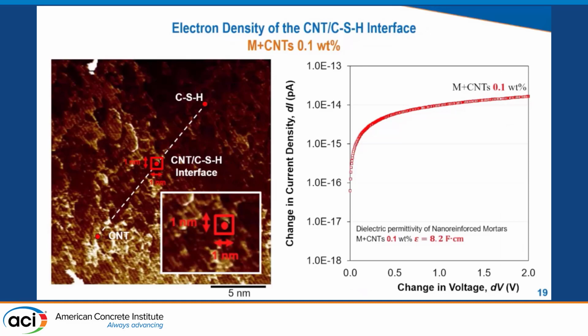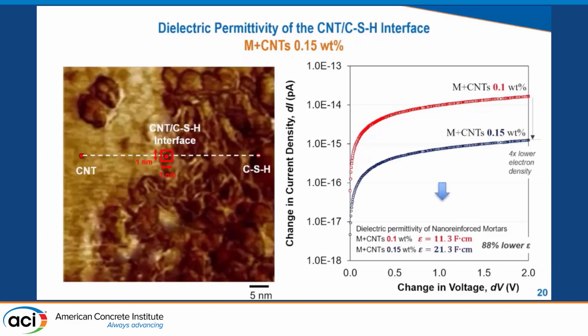We measured in 1 nanometer spots using this tunneling AFM the current density and the change in voltage for these 0.1 CNT mortars. And here we see the response of this interface, of this red colored spot. And from this current density, we were able to calculate a dielectric permittivity of 8.2 farad times centimeter. Now, we also measured the electrical current at the interface between the CNT and CSH in mortar with 0.15% per weight of cement, in this 1 nanometer spot.